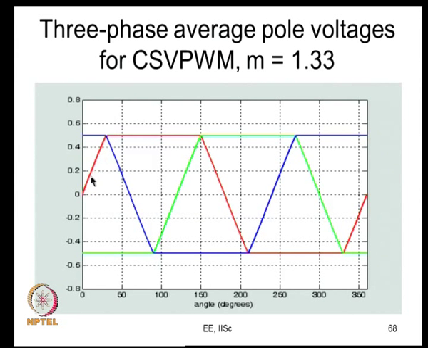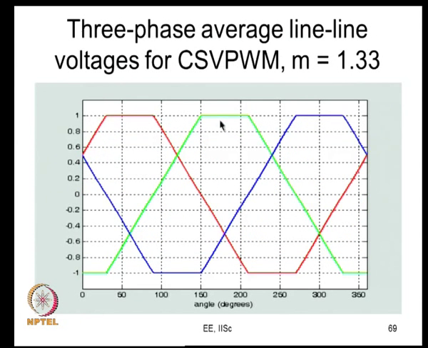That would have been a sinusoidal wave, there is some sine with some common mode added here. So, you would have had a very similar average pole voltage when you considered m equal to 2 for sine triangle PWM. So, this is how the average pole voltage looks, roughly trapezoidal, and this is how the line to line voltages will be.